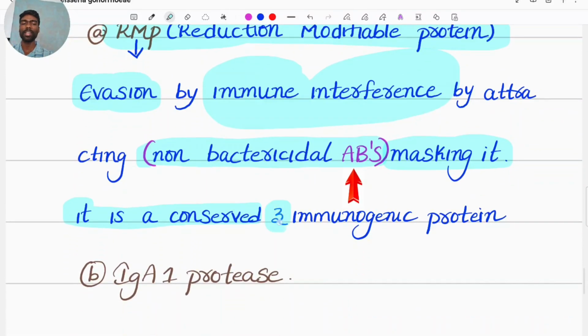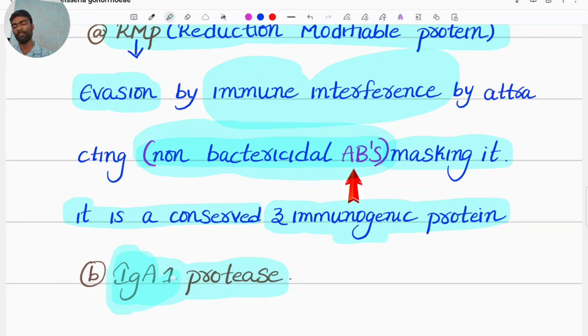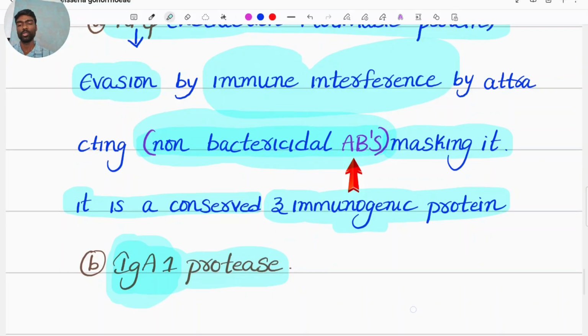It is a conserved and immunogenic protein. What type of immunogenicity? Not bactericidal antibodies, but non-bactericidal, safe antibodies it will induce to produce, and it will hide in between those non-bactericidal antibodies and the bacteria will be safe. Then the other protein is IgA1 protease. As the name itself says, it cleaves IgA1 antibody, which is the mucosal antibody. Hence it survives in mucosa, infecting human hosts.